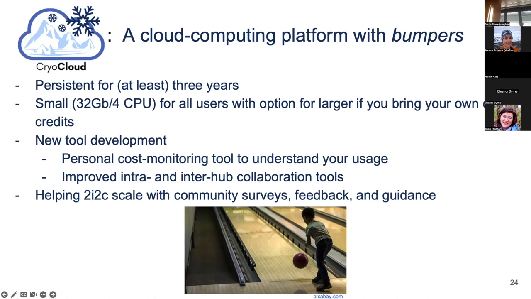We are creating new tools within this project. One of them is a cost monitoring tool, so you can understand your usage and how much you're charging up while you're using the cloud. That's currently not available on Jupyter, but eventually it will be a button on the Jupyter Hub. And this will be something that goes into Jupyter Hub for everybody, not just our community. We're also trying to create improved intra and inter-hub tools if you're using multiple hubs. How do those hubs communicate better? All these tools are being developed under this project. And along with that, we are working with 2i2c to help them scale up because they're a new nonprofit, by providing community surveys, feedback, and guidance.